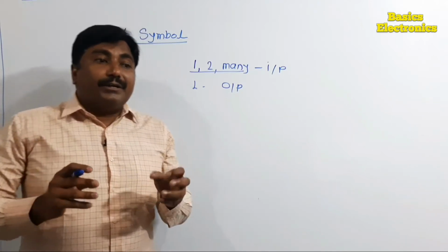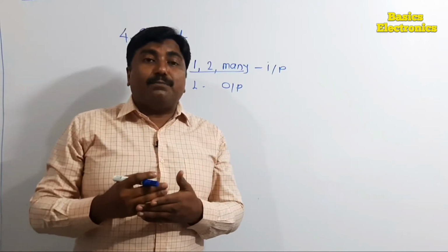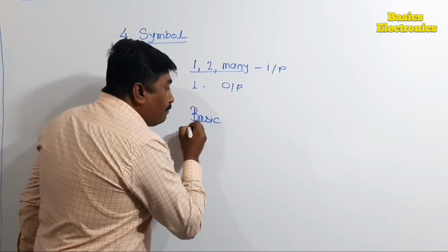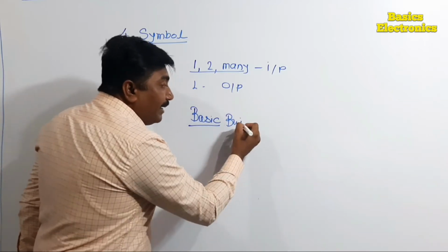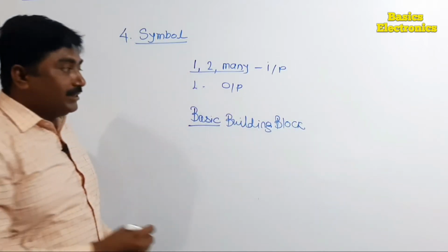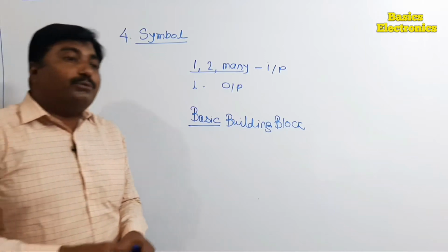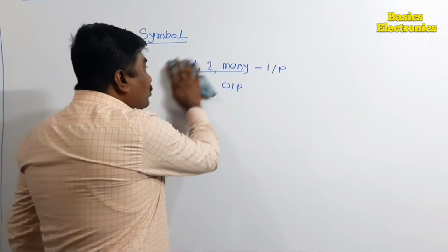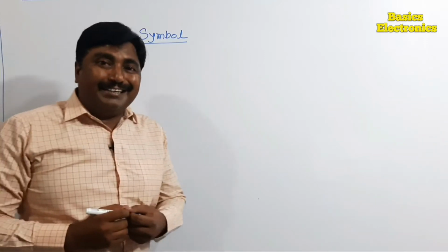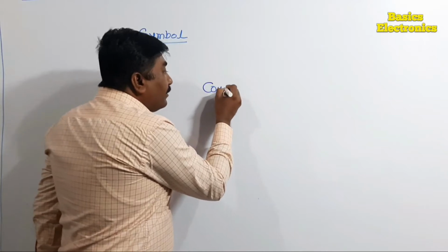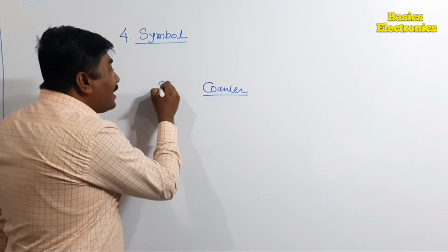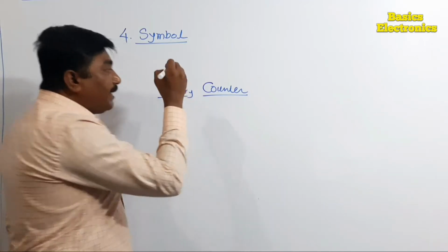We have to construct a number of circuits by using the logic gate, because the logic gate is what we call the basic building block of digital electronics. For example, suppose we require to construct one circuit. The name of the circuit is the counter. Suppose we consider it is a binary counter.